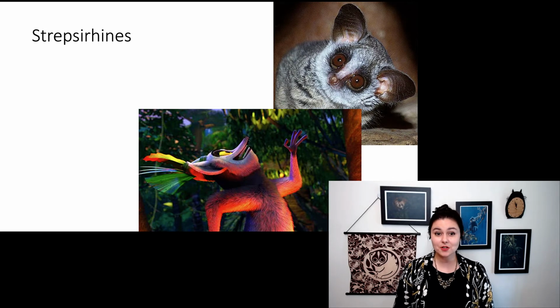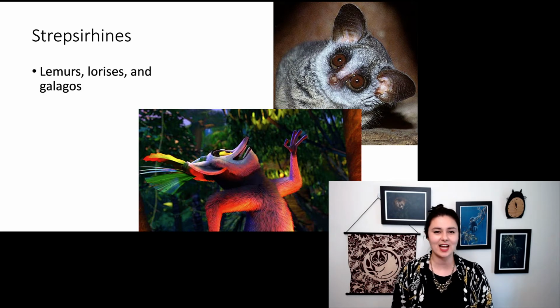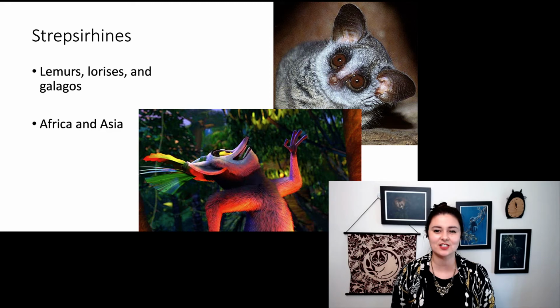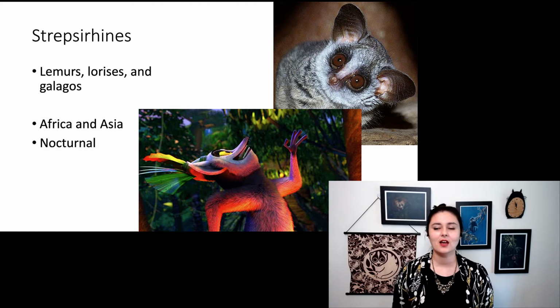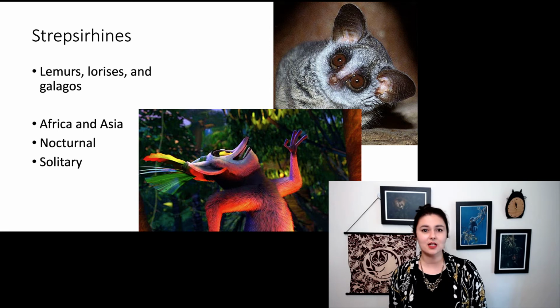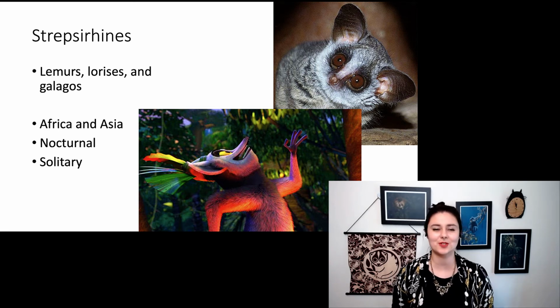So our Strepsirhines, here are lemurs, lorises, and galagos. You can find them in Africa and Asia. They were popularized in that movie Madagascar, so now everybody knows what a lemur is. We also have some other guys like this bush baby here. Most of these are nocturnal and solitary. There are a few exceptions, but most Strepsirhines are both nocturnal and solitary.